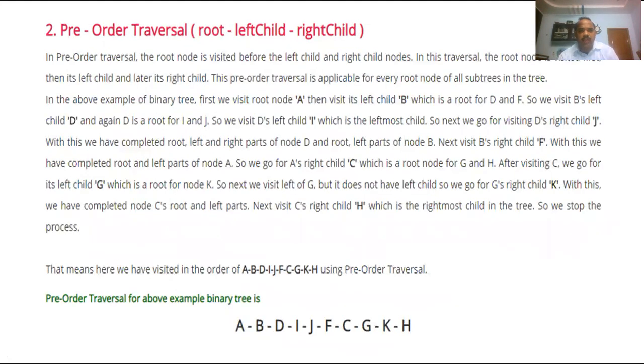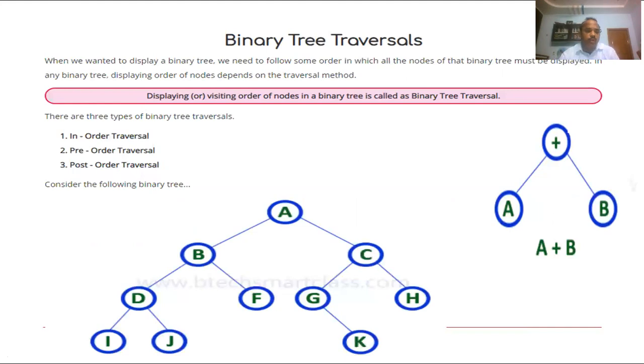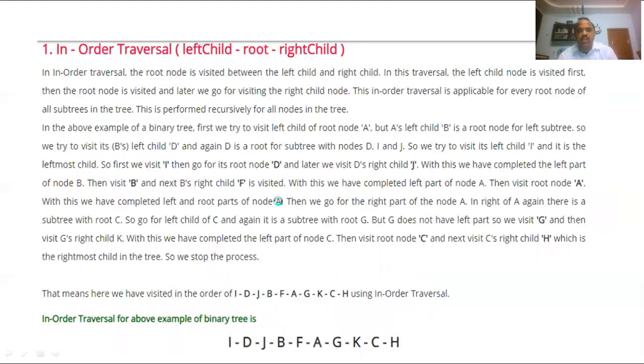Next one is the pre-order traversal. Root, left, right: D, I, J, B, F, A, K, G, H, C. This is the pre-order traversal. Post-order traversal: the root comes last. Here I, J, D, F, B. Clear? Next K, G, H, C, A. That is the post-order traversal.